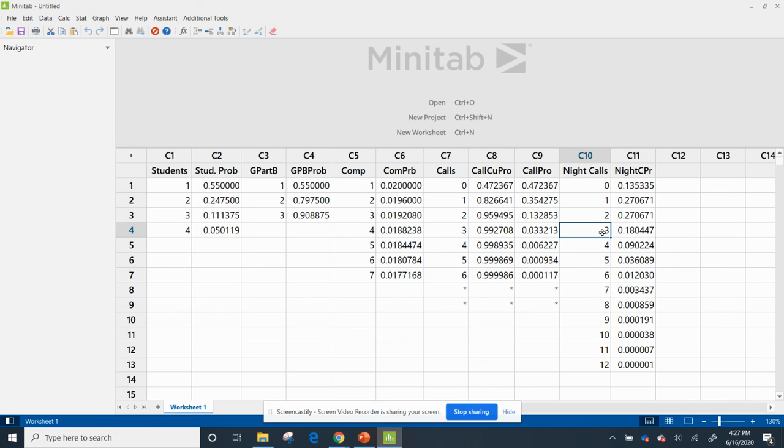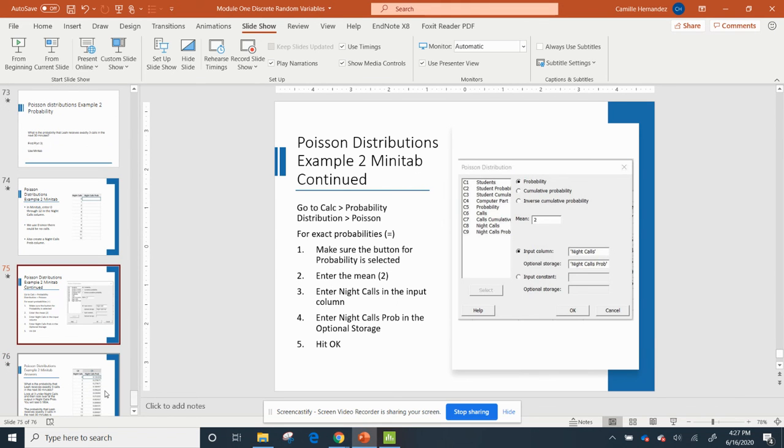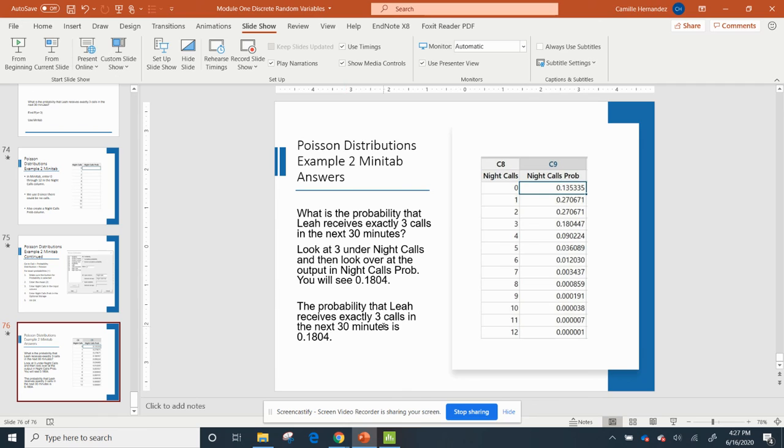So the probability you get exactly 3 calls is 0.180447. So here's your directions again. And if I go in there, yep, there it is. The probability that Lee receives exactly 3 calls in the next 30 minutes is 0.1804. And that's how you do Poissons. And again, you're looking for some kind of time limit or time interval, and then there's something going on in that interval that you can measure.